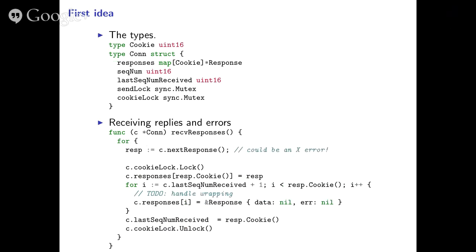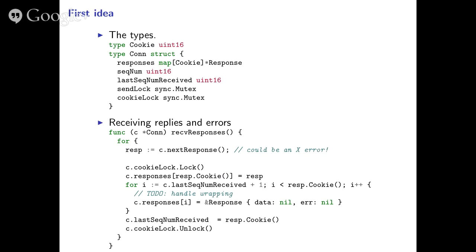So, receiving replies and errors. This is intended to be run as a Go routine. This reads a response from X. It could be an error or it could be a reply. We acquire a lock protecting the map data structure, and we write the response we receive to the corresponding cookie. The response contains the sequence number, which means we can get the cookie and assign the response value to the map.